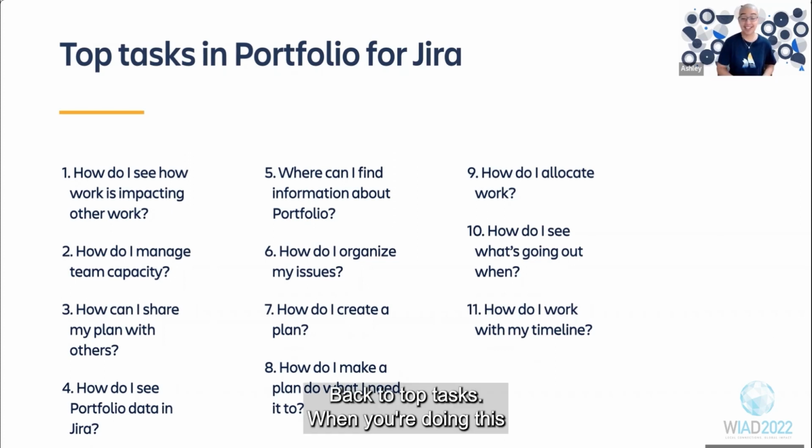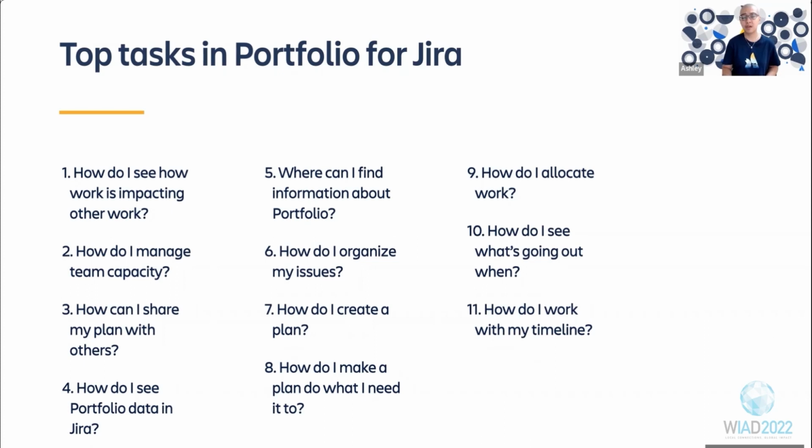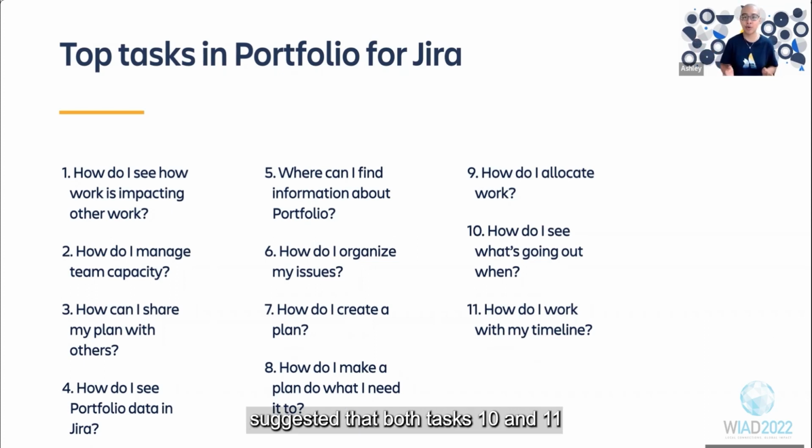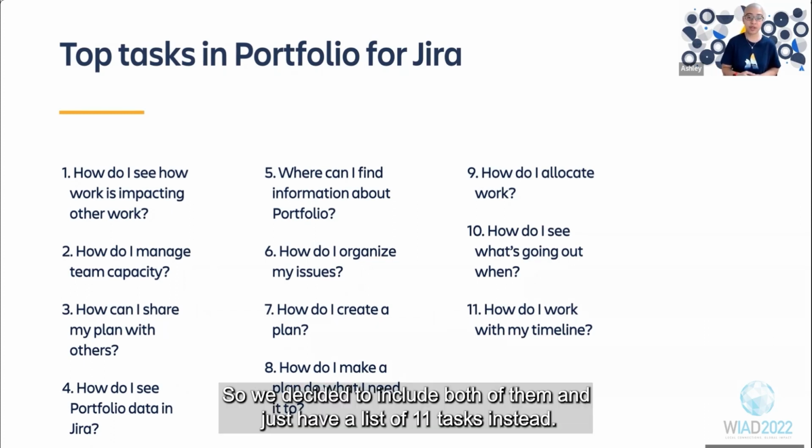Back to top tasks. When you're doing this kind of exercise, you typically stick with 5 to 10 tasks maybe, but our research at the time suggested that both tasks 10 and 11 would most likely be of equal importance to our users. So we decided to include both of them and just have a list of 11 tasks instead.